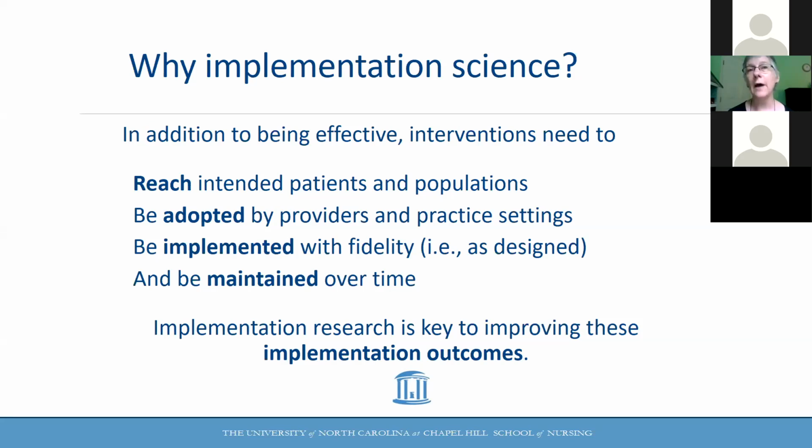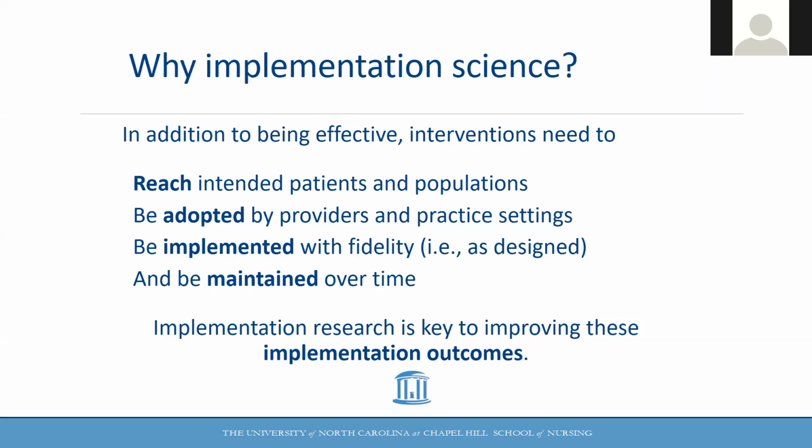So you can have a highly effective intervention, but it won't improve population health unless it reaches the intended patients and populations, is adopted by providers and practice settings, is implemented with fidelity, and maintained over time. In other words, interventions need to achieve good implementation outcomes in addition to good effectiveness outcomes. And each of those bolded words is an implementation outcome from the RE-AIM framework, which I'm going to touch on a little bit more shortly.